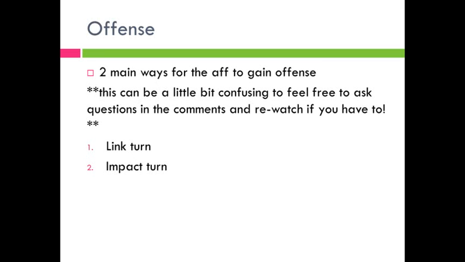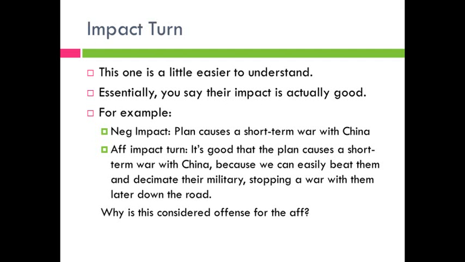Alright. But the second part that we talked about is offense, okay? So there are two main ways for the aff to gain offense, using link turns or using impact turns. Just a disclaimer, this can be a little bit confusing, so feel free to ask questions in the comments and rewatch if you have to, and if things are still really unclear, I'm happy to make another video just detailing link turns and or impact turns, okay? So let's talk about impact turns. This one's a little bit easier to understand.